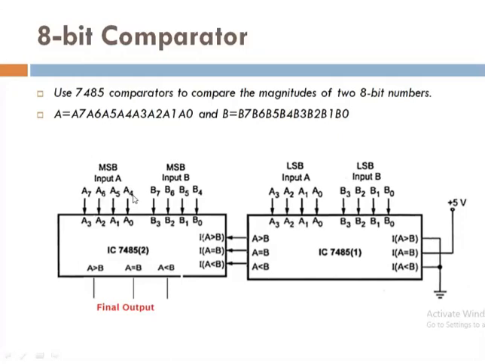If I want to implement a 12-bit comparator, we require one extra IC here. Whatever the output part of this IC is, it should be connected in a similar way to the cascading input of your third IC, and from the third IC you get the actual output. So in this way you can implement any n-bit comparator, or any bit comparator, with the help of the 7485 IC.